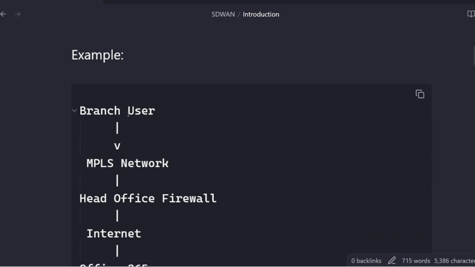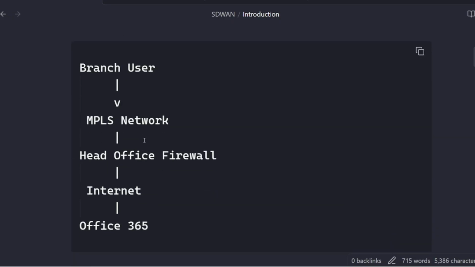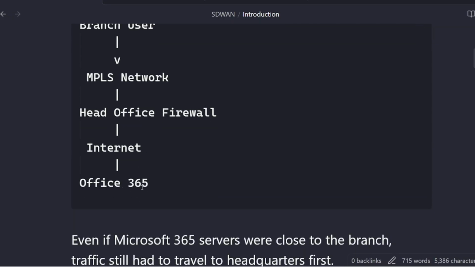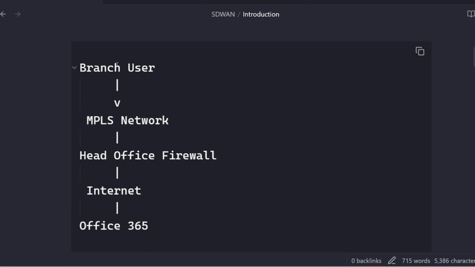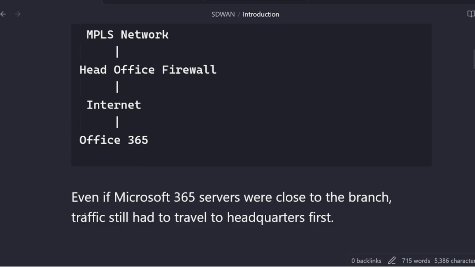Let's say there is a branch user connected with the MPLS network. Traffic will go to the head office and then to the internet, and then to Office 365 if the user in the branch wants to connect to Office 365. In those scenarios, your traffic must pass through the head office. That was the problem. Even if Microsoft 365 servers were close to the branch, traffic still had to travel to the headquarters first.